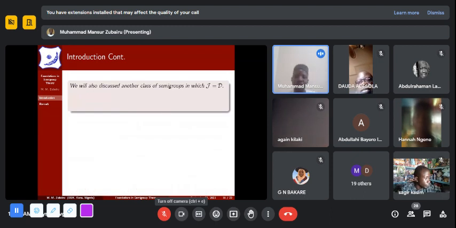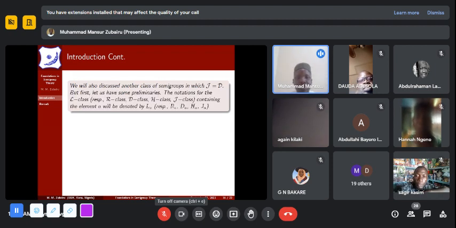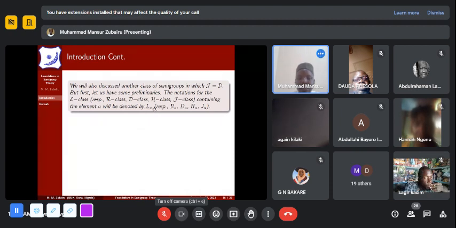We will also discuss another class of semigroup in which J equals D. But first, let us have some preliminaries, some notations. The L class, and respectively R, D, H, and J, containing an element a is usually denoted by L_a. Once we write L_a, it means this is an L class containing a. Any element in this class is related to a by the relation L. Respectively, the others follow suit like this.